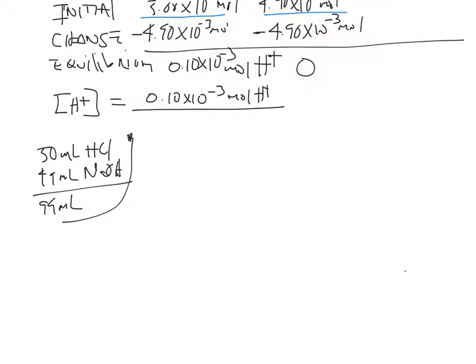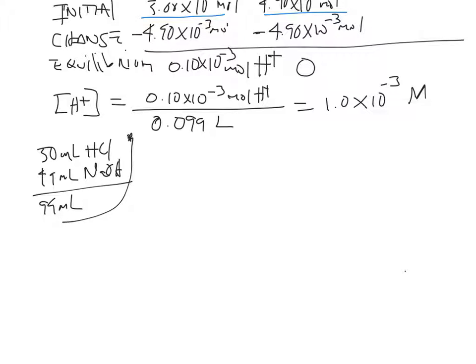So changing this to the units of liter, we will have 0.099 liters. And this now will be equal to 1.0 times 10 power of minus 3 molar. So this is the concentration of H positive.